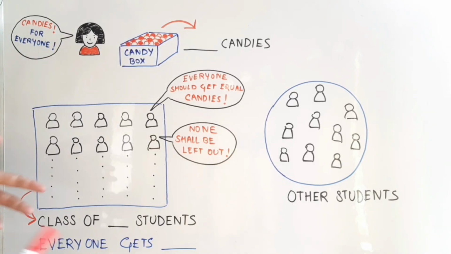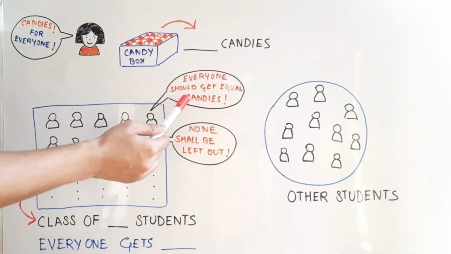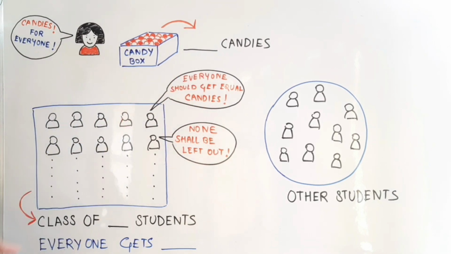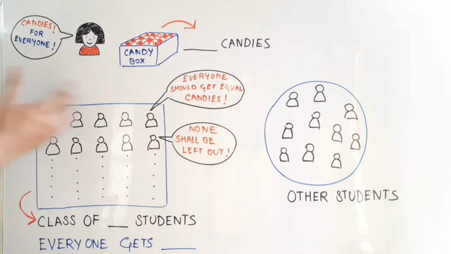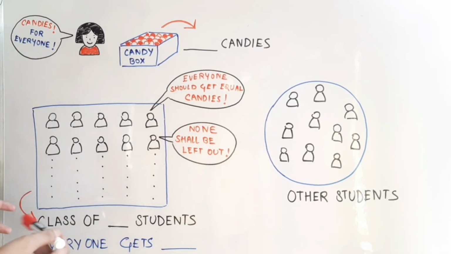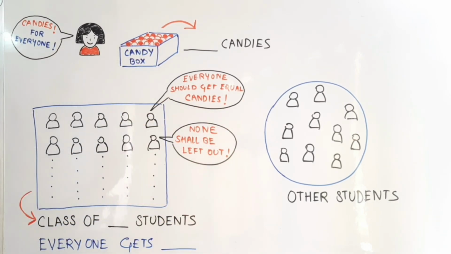Let's consider a classroom where the class teacher wants to divide some candies among her students. Now the students have two conditions. First one is everyone should get an equal number of candies. Suppose this one gets two, then this one, and every person should get two candies only. The second condition is no candies shall be left out. That is, after distributing the candies, no candies shall be left out in the candy box with the teacher.